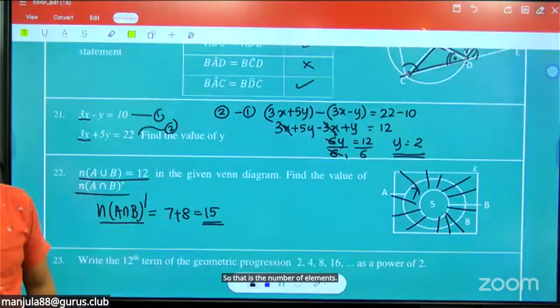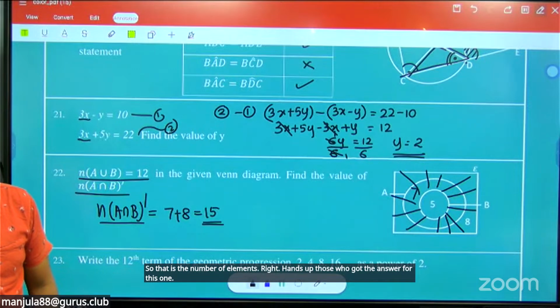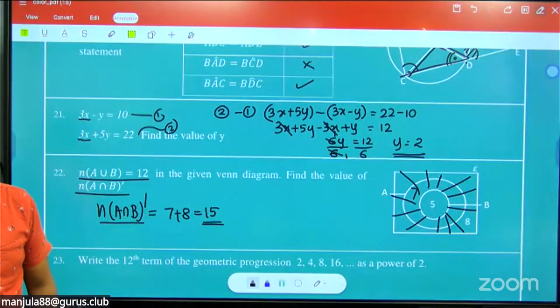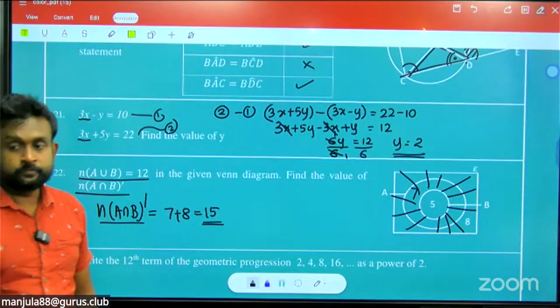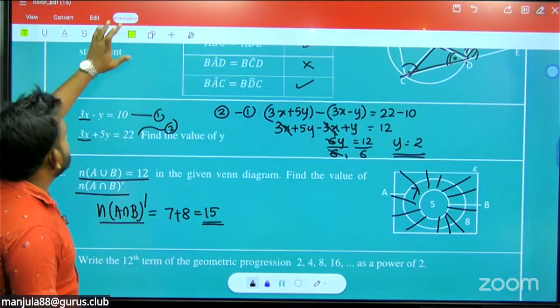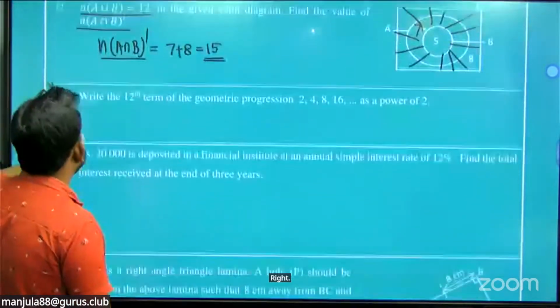Right, hands up those who got the answer for this one. Okay, right, very good. Right, now we are moving to question number 23.